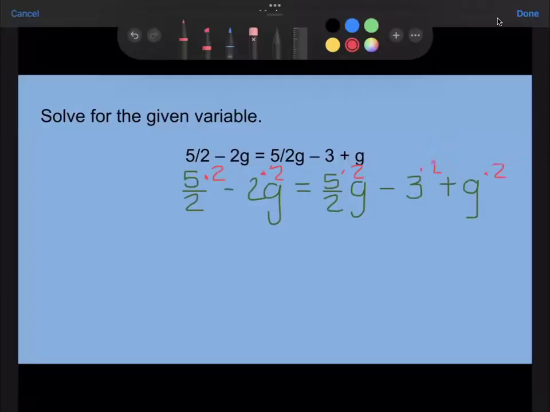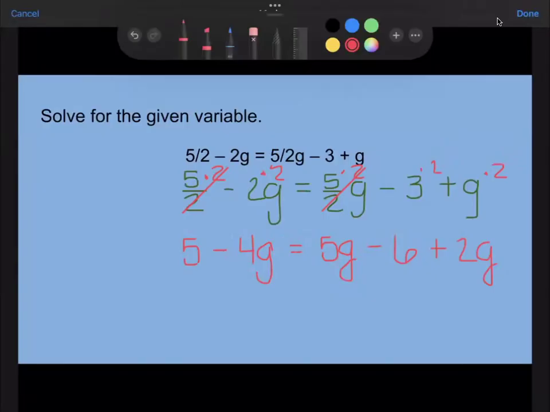So 5 times 2 is 10, and then over 2, 10 over 2 is 5. Or if you wanted to, you could just cancel those out. So this is 5 minus, then 2 times 2 is 4, so we'll put 4g here, equals. Then again, we have the same situation, so I'm going to cancel those 2's out and make it 5g. Now, if you find that concept confusing, go ahead and see some of my previous videos on simplifying fractions. Minus 3 times 2, so that's going to be minus 6, plus g times 2, so that's going to be plus 2g. So now I have rewritten an equivalent equation that involves no fractions at all.